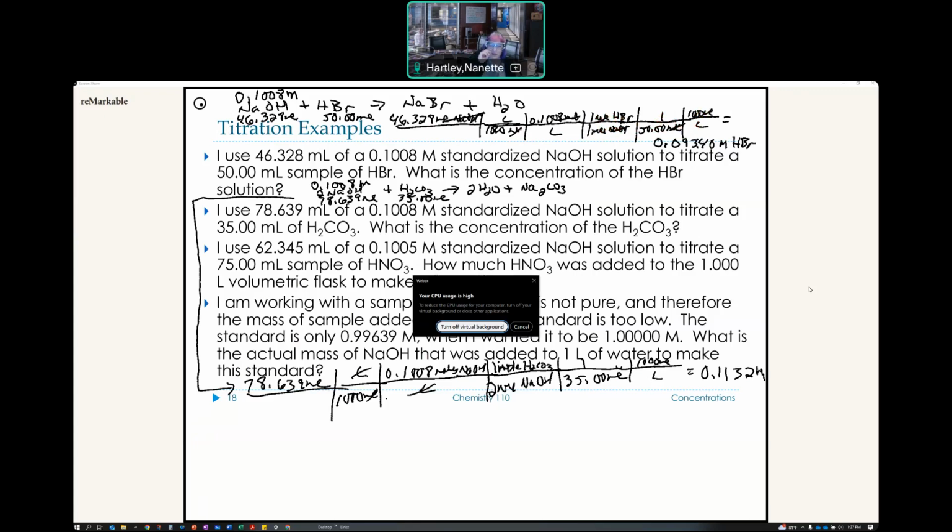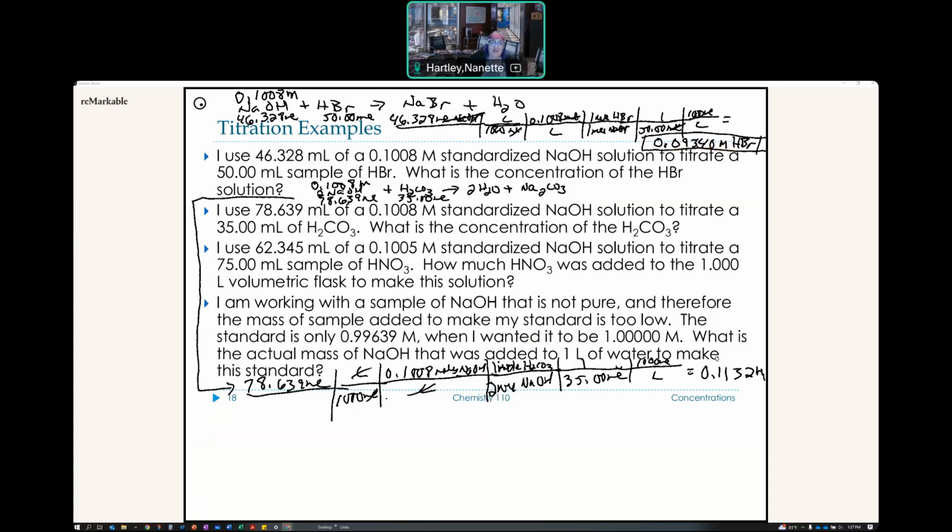I have not actually done that math yet. Sorry, oh yeah, actually I did. It's right there: 0.09340 molar HBr. So that's the answer for that particular question. I can see that I actually did do a calculation and an answer.